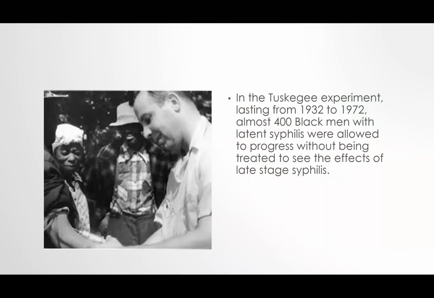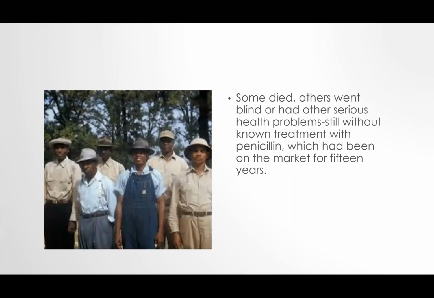In the Tuskegee experiment, lasting from 1932 to 1972, almost 400 Black men with latent syphilis were allowed to progress without being treated to see the effects of late-stage syphilis. Some died. Others went blind or had other serious health problems, still without known treatment with penicillin, which had been on the market for 15 years.